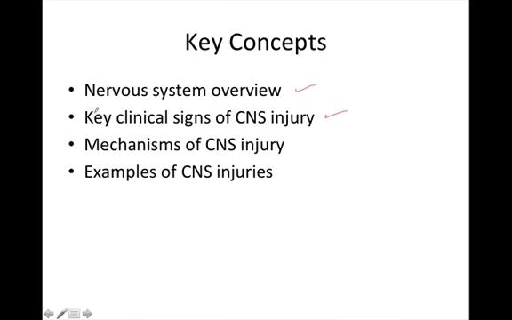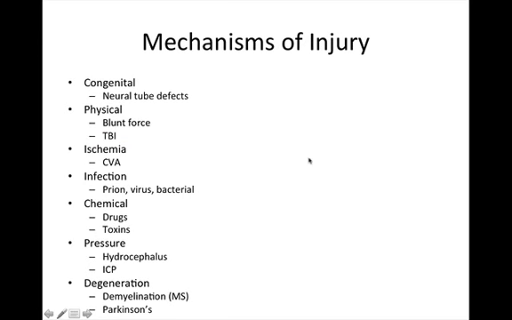And then we talked about some key clinical signs because, due to the design of the nervous system, there are typically a very common handful of signs and symptoms that present with injury to the central nervous system. And in this video, what we're going to focus on are common injurious agents or mechanisms of injury to the CNS, and then we'll go over some specific examples of them. Obviously, not all of them, but a handful of them. So let's get into it.